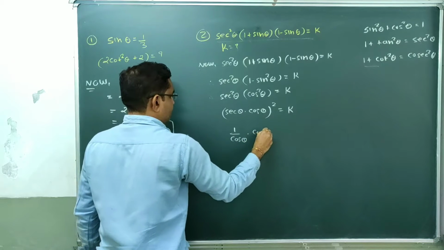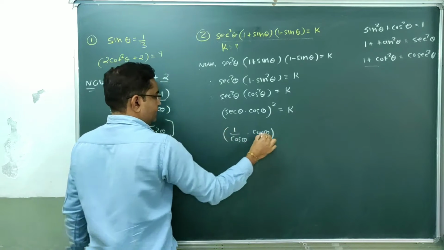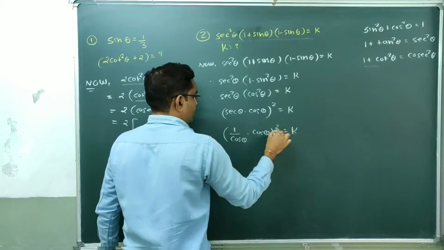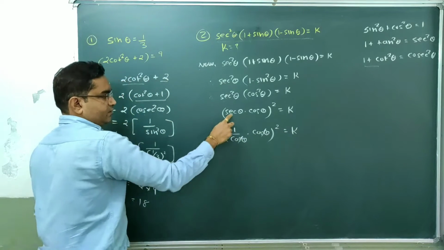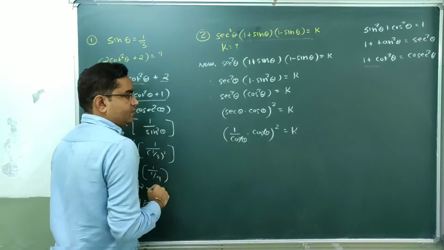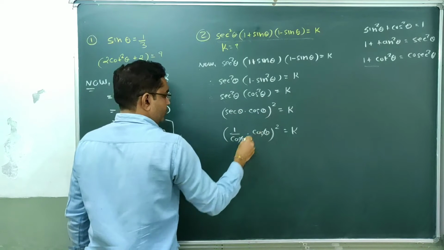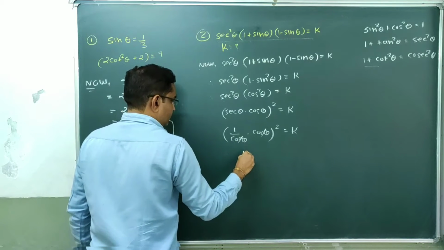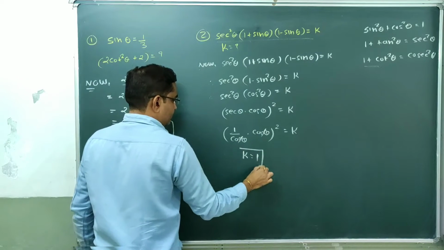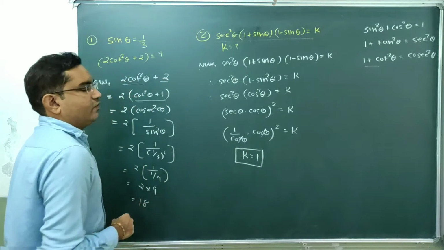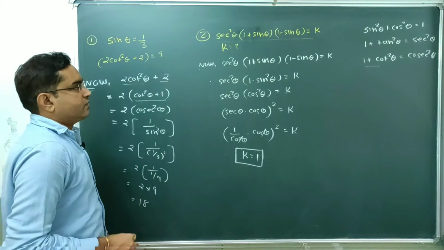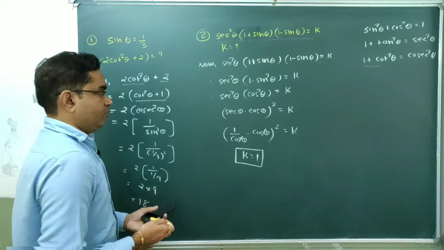Let's expand a little more so that it is understood. This is equal to k. So cos theta cancels. These two terms are reciprocal of each other, so their product will be 1. So 1 square equal to k. 1 square is 1. So our answer is k equal to 1. Clear students? This is how you can solve question number 2.